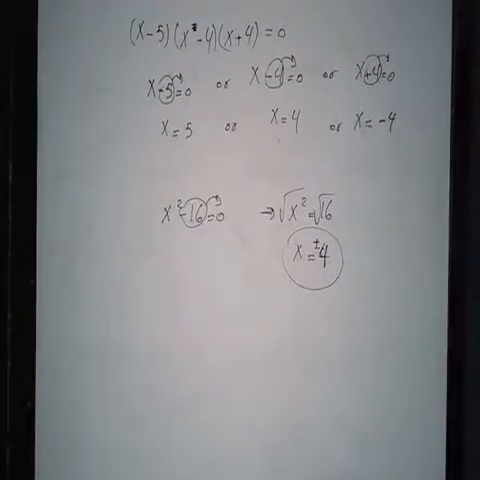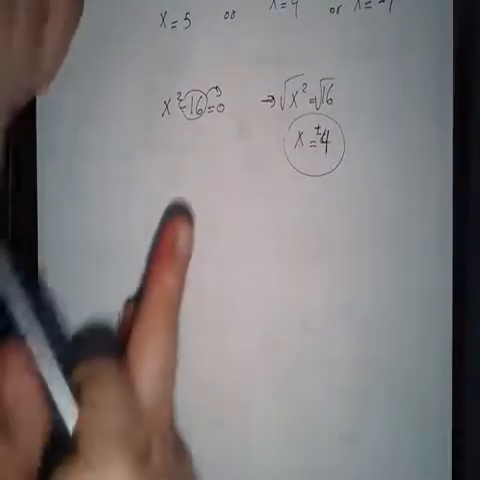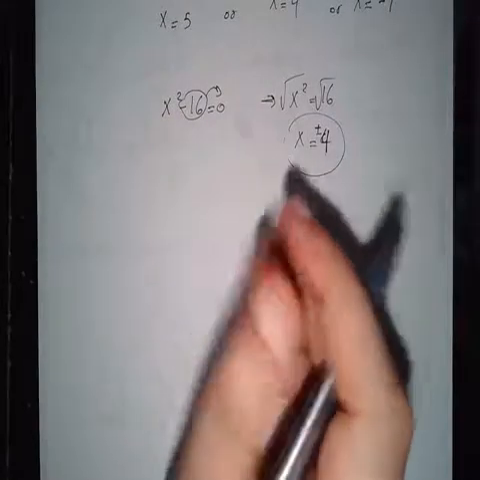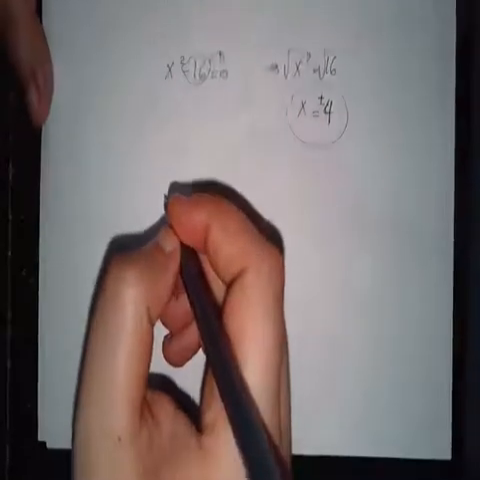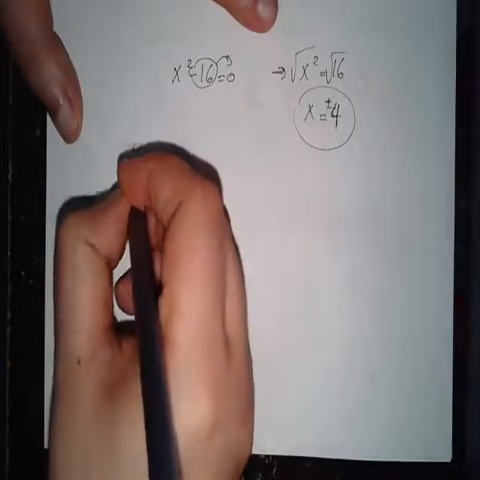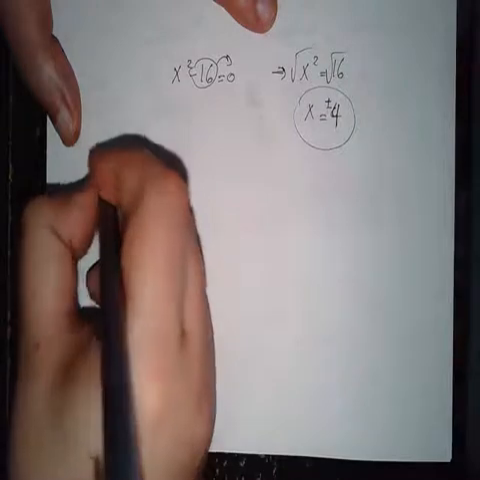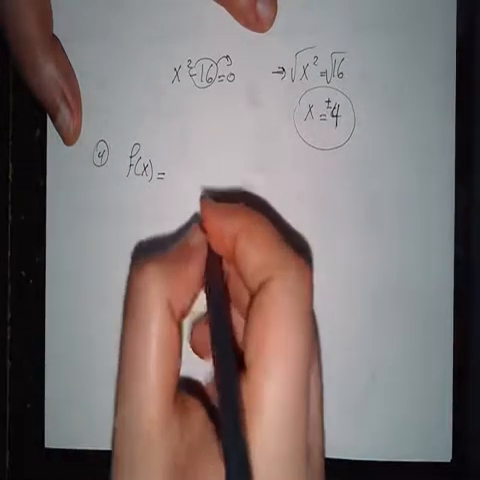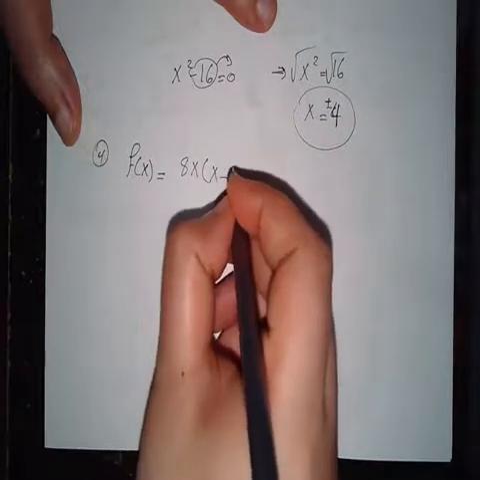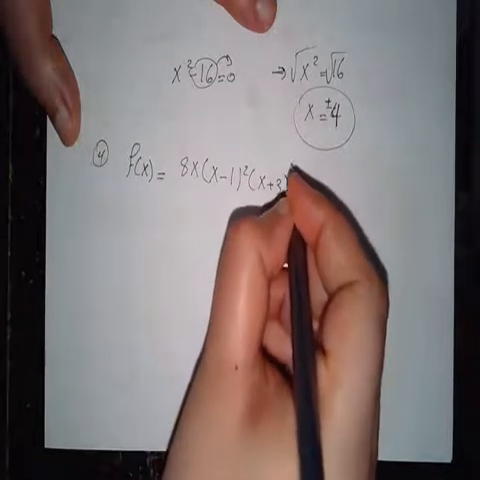So what if I show you a different one? Now, here's another question that says, determine the zeros and their multiplicities for this function. And in this one, instead of asking you to factor, I'm just going to give you a function that's already been factored. Alright? So, let's go with 4. This function of x is 8x multiplied by x minus 1 squared times x plus 3 cubed.